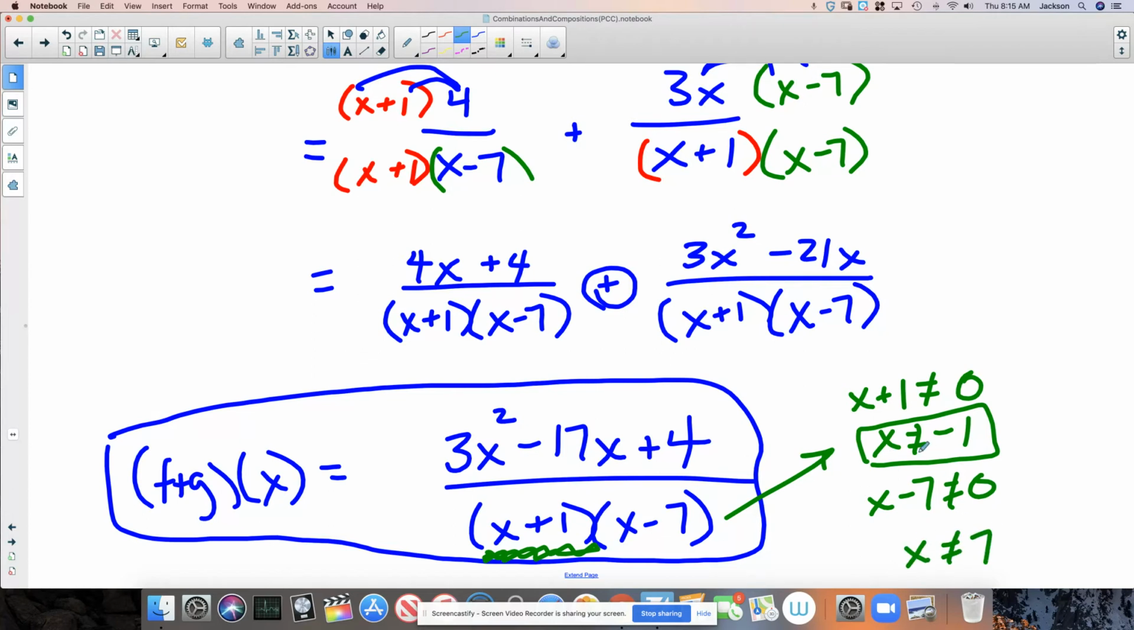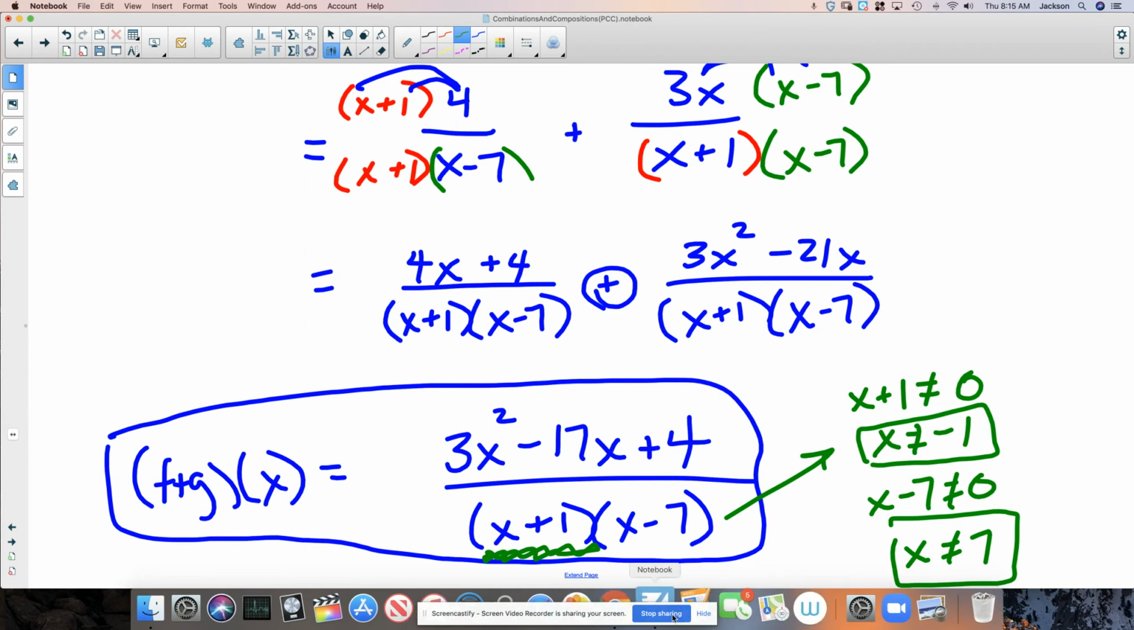Right, by adding here, we subtract 1 from both sides. Here we add 7 to both sides. So we do have to exclude those values from the denominator. Right, keep that in mind. So there's a lot going on here. Okay, I would encourage you to slow this down, maybe watch it again one more time just to make sure you're getting all the finer points.